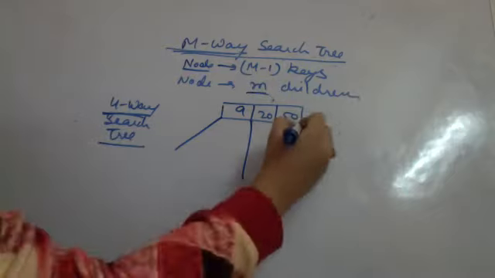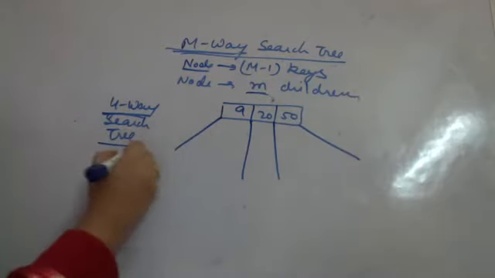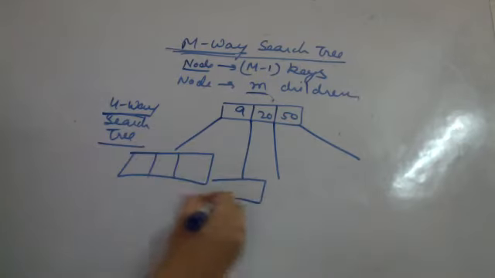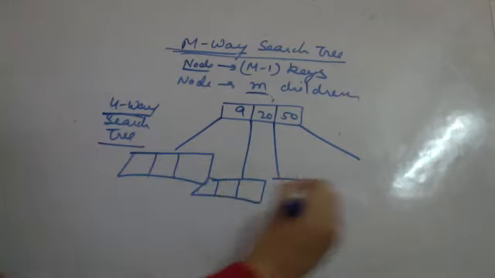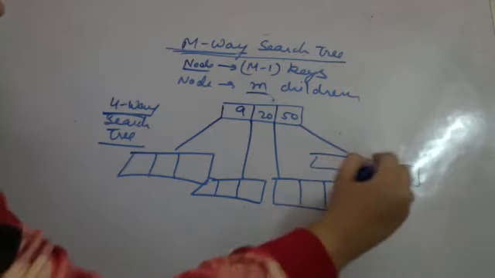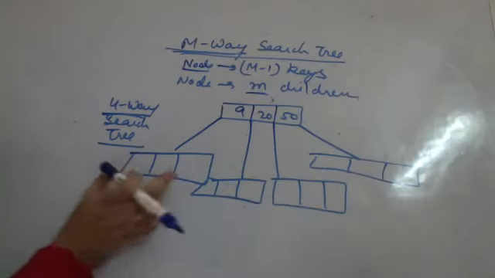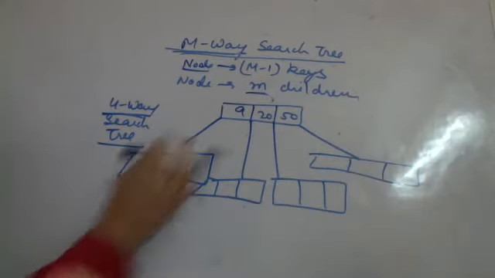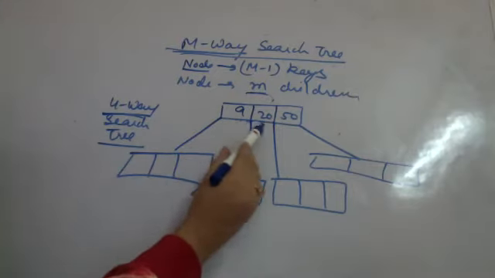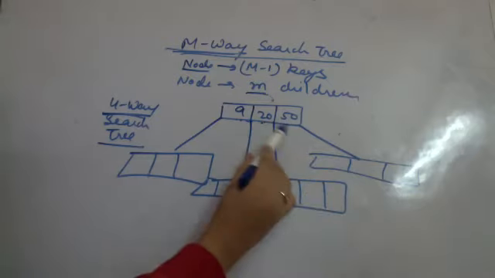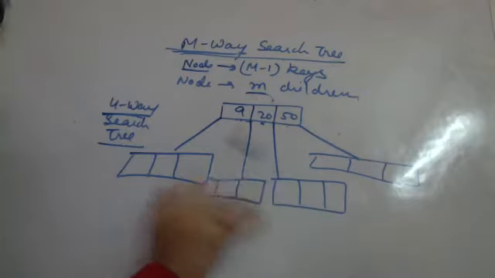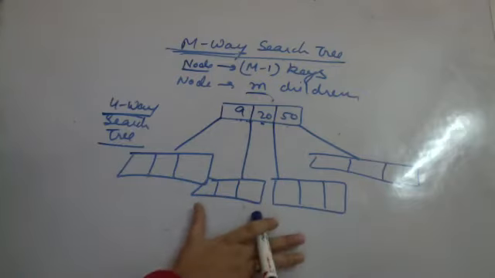Please note, the child which is coming here can again have 3 keys. The child coming here can again have 3 keys. The child coming here can again have 3 keys, and this one can also have 3 keys. The point is, all these keys will be less than 9. All these keys will be in between 9 and 20. These keys will be between 20 and 50. These will be greater than 50. So the binary search tree property is still holding.